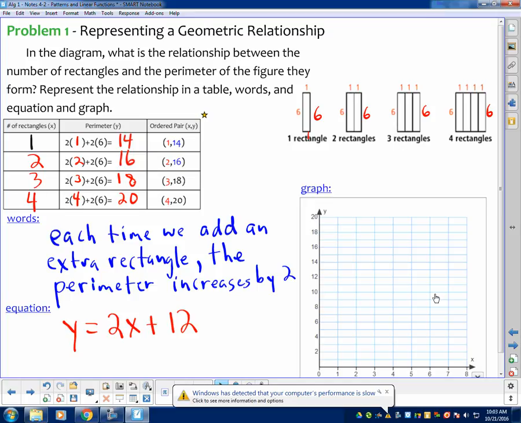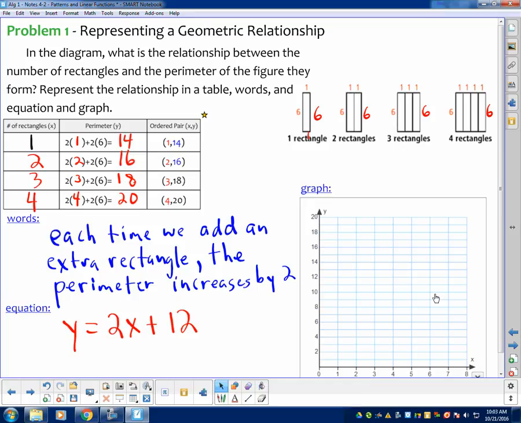Now you don't need to connect the dots, because we're doing what's called a discrete, not continuous graph. A continuous graph is one when you connect the dots without lifting your pencil. It makes a continuous line. Discrete is just a whole set of dots. They might be in a line, but we're not going to connect them.